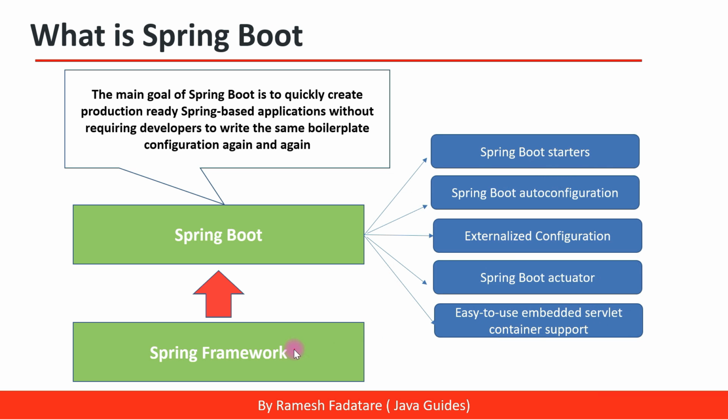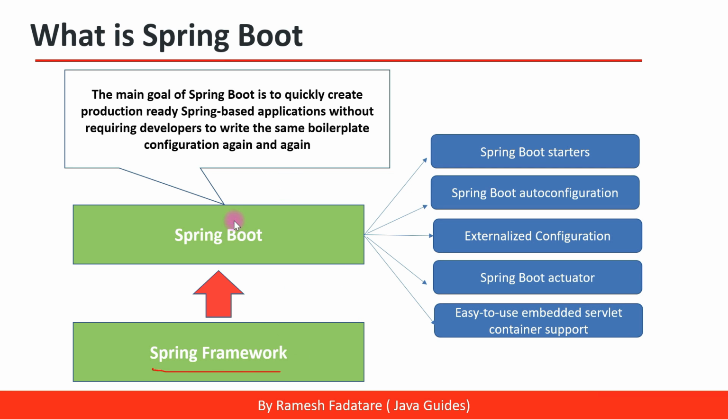Traditionally, when we build a web application using Spring Framework, we need to deploy our Spring web application in an external Tomcat server, right? First we need to download Tomcat from the internet, then set up the Tomcat server, then make a WAR file of our Spring MVC web application, and then explicitly deploy the WAR file in the Tomcat server. So these are the steps involved whenever we use Spring Framework without Spring Boot.